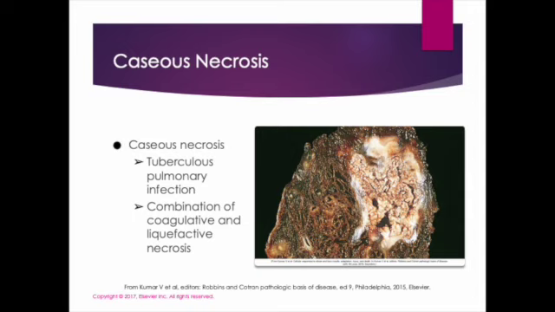Caseous necrosis: the most common example would be tuberculosis, or TB, a pulmonary infection. Caseous necrosis is a combination of both coagulative and liquefactive necrosis. That's why you can see the white areas that you note with coagulative types of necrosis, and then we have the mushy, viscous, liquidy areas that are common with liquefactive necrosis. So caseous necrosis, think TB.